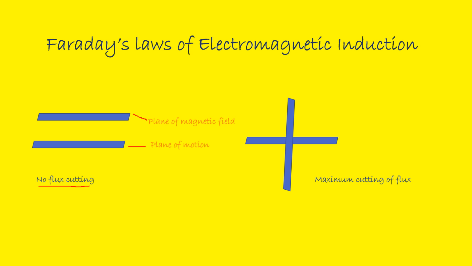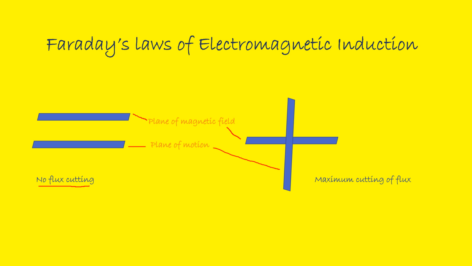When we come to the second case, this is a plane of magnetic field and this is the plane of motion, and both planes are making an angle of 90 degrees. In this case, the maximum magnetic lines of force will be cut by the conductor. So at this point we can observe a maximum induced EMF in that particular conductor. So these two points are very important.